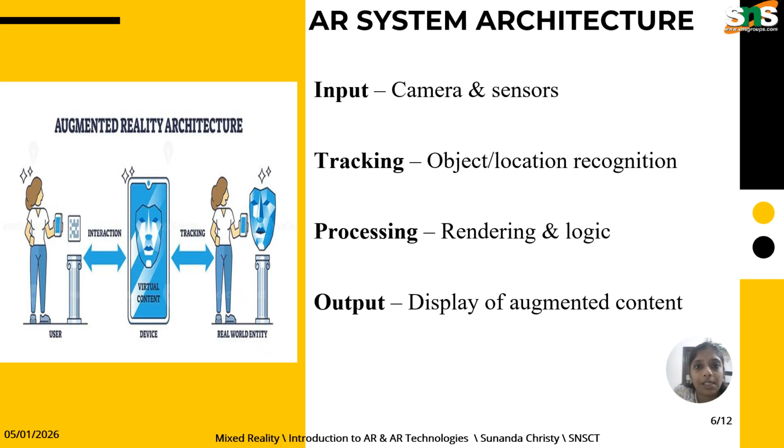That type of processing is actually called rendering. That is, it will render the object. It will scale the object according to its type, and it will do the processing, and finally we get the augmented content. This is how the architecture has been created. This is the system architecture for augmented reality.